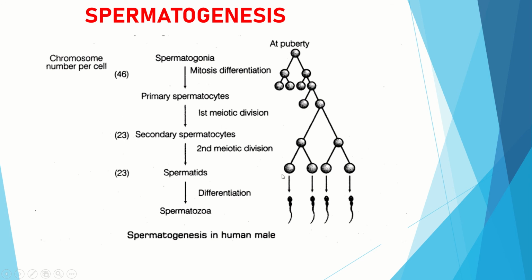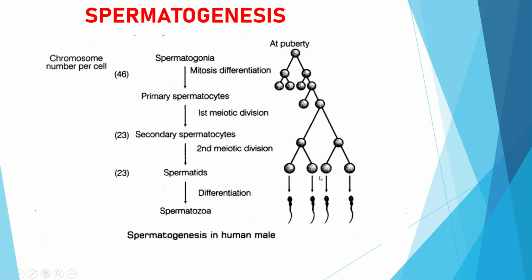After that, this is called the secondary spermatocyte. The secondary spermatocyte again undergoes the second meiotic cell division, the reduction division. Then it forms the oval-shaped spermatid, which is haploid. So from one spermatogonium, four spermatids are formed.